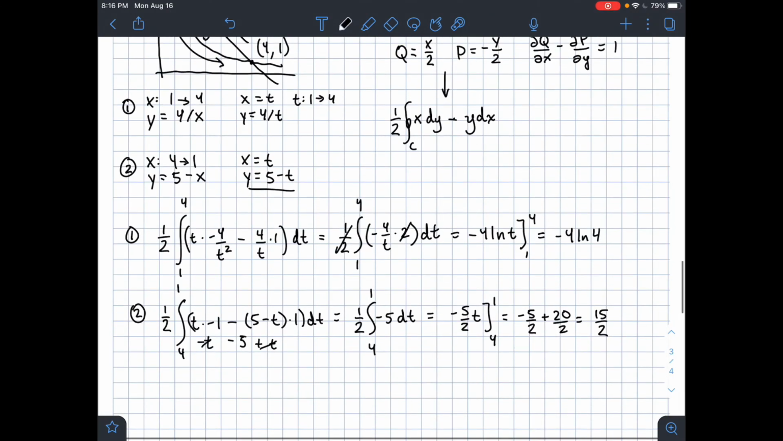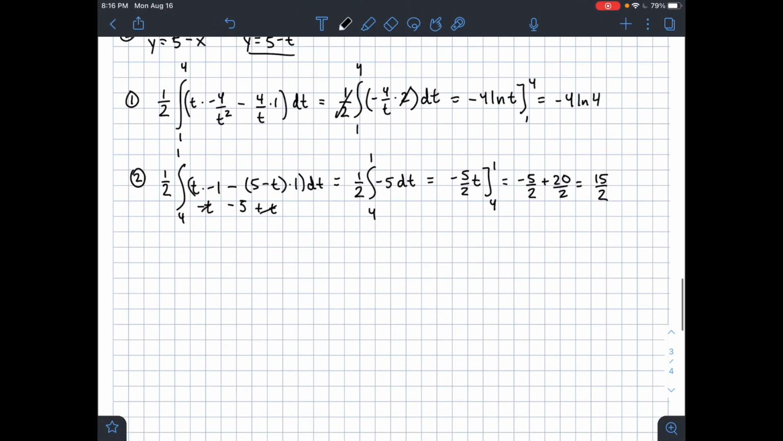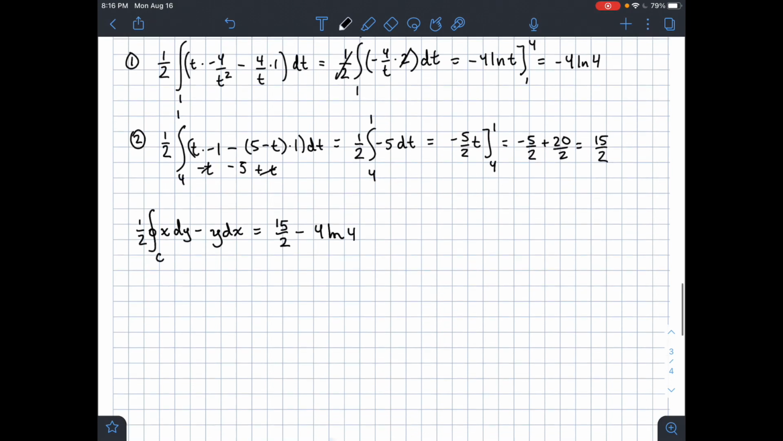And now the last step is to add the results of these two line integrals we did, because if you remember, when you do a line integral along several paths, as long as they are connected, you can add the two separate line integrals. So the line integral along C of this Green's theorem expression that we derived will equal the sum of the two parts. So 15 over 2 minus 4 natural log of 4. And this is also equal to the area of omega.